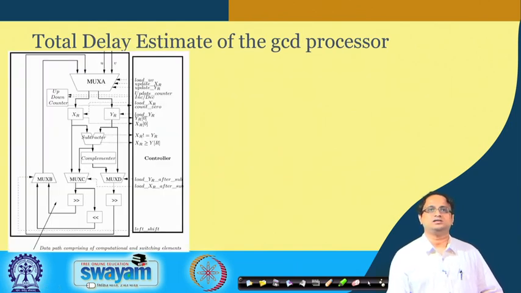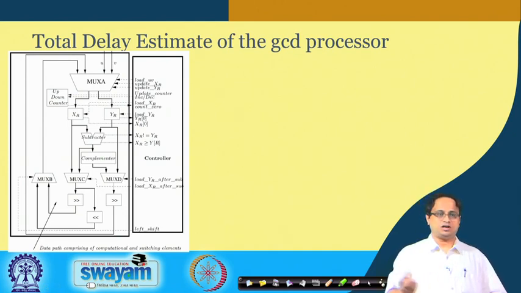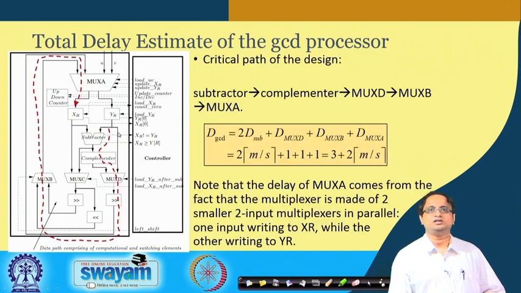So in this case, this is your data path. Again, you can see that there are 4 multiplexers, mux A, mux B, mux C and mux D, which we essentially already accounted for while counting the number of lookup tables. If you see the delay, this is your critical path. We start from this register and come back to this register. That means it starts with the subtractor, goes to the complementer, goes to mux D, comes back to mux B, and finally goes to mux A.